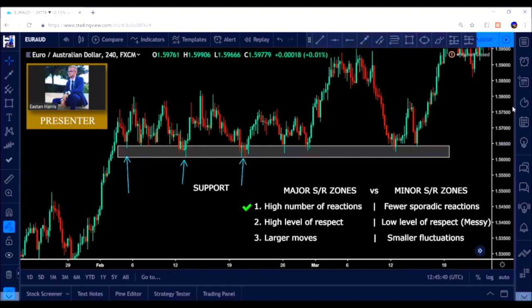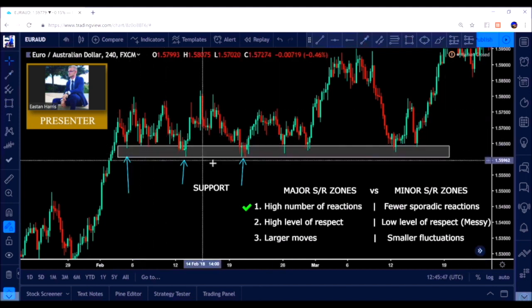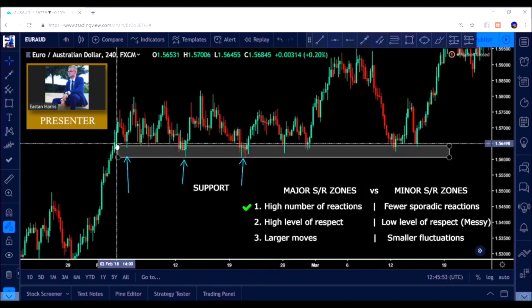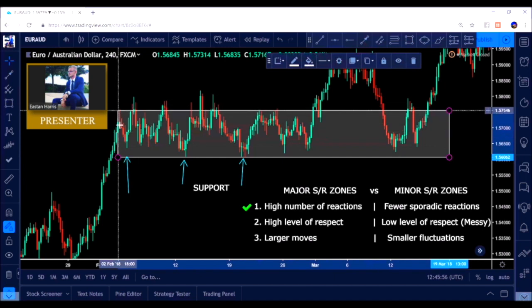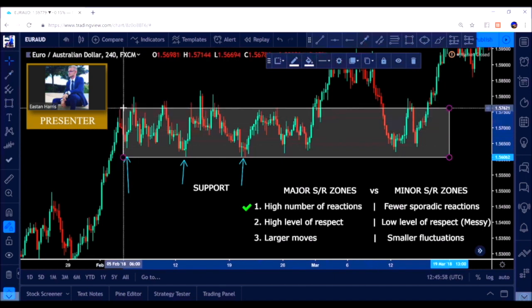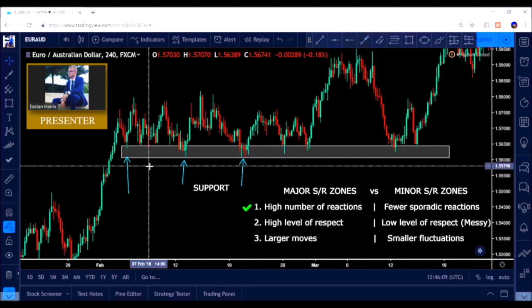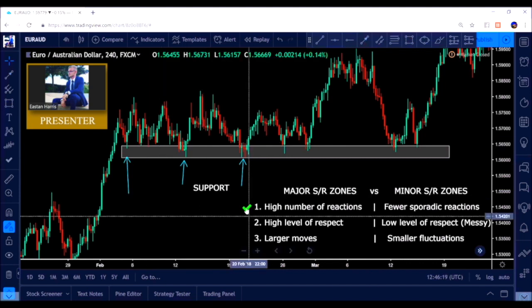All right, now let's take a look at number two, a high level of respect. Now this is a very well put together zone. This is a clear area. Okay, there's not a ton of things going on to where you have to draw the zone so massive to get random interactions accounted for. This zone is very solid, very sleek, very obvious, because price is respecting it so highly. So we can check this off.